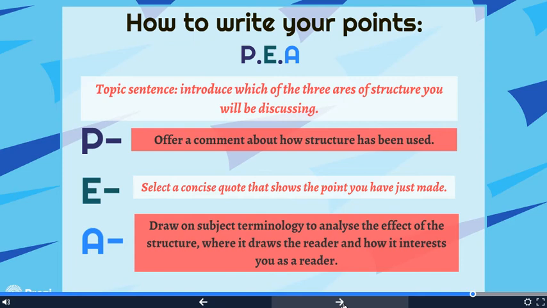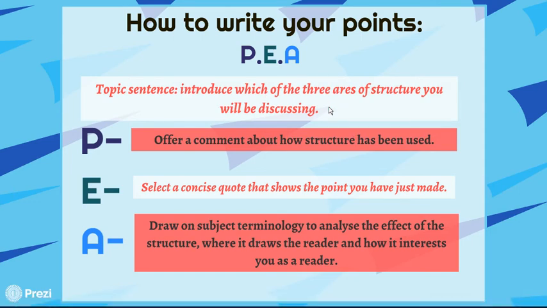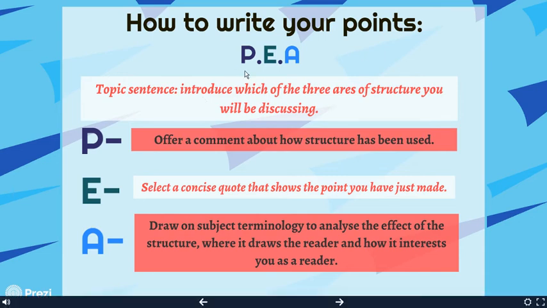First thing that you're going to need to start with is a topic sentence, which is where you're going to introduce which of the 3 areas of structure that you'll be discussing. So that just relates to development of the text, paragraph level with shifts in ideas and perspectives, and then also cohesion and coherence. So your topic sentence will outline which one of those your paragraph is going to be focusing on.